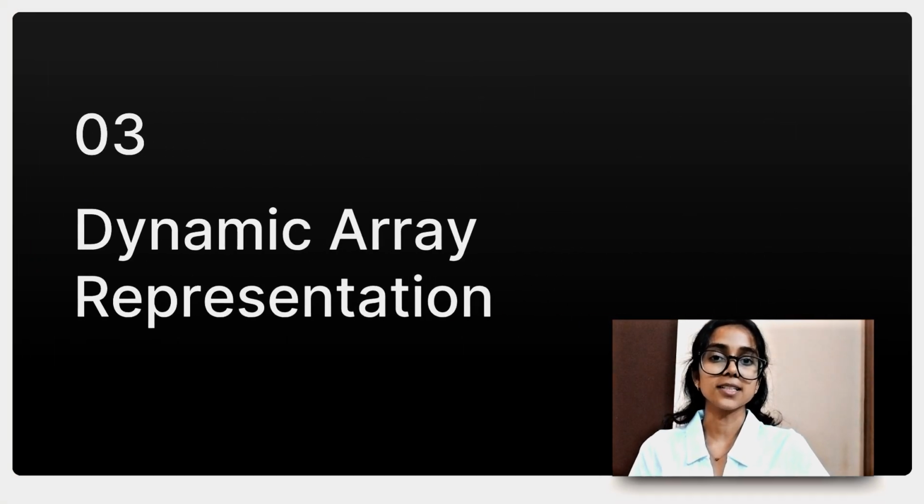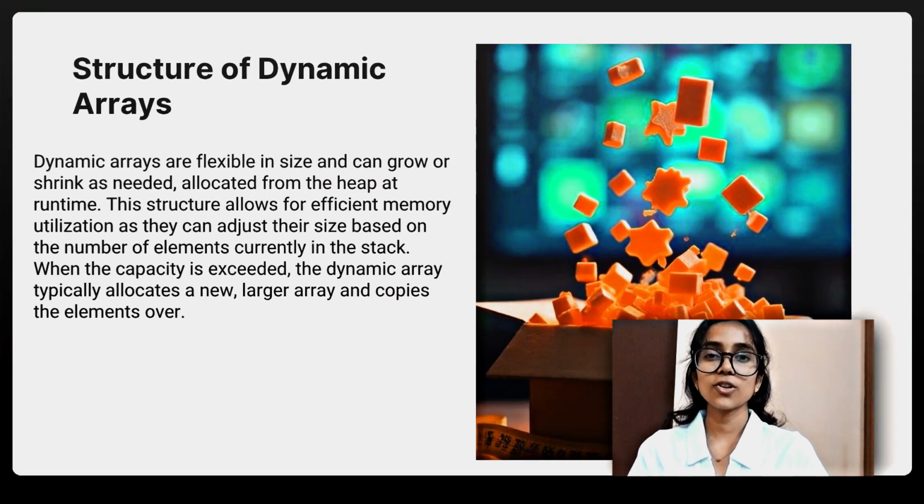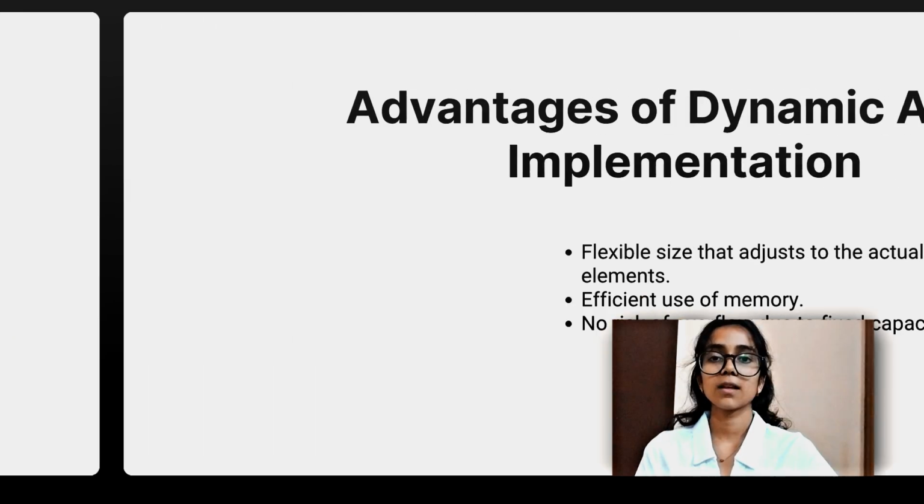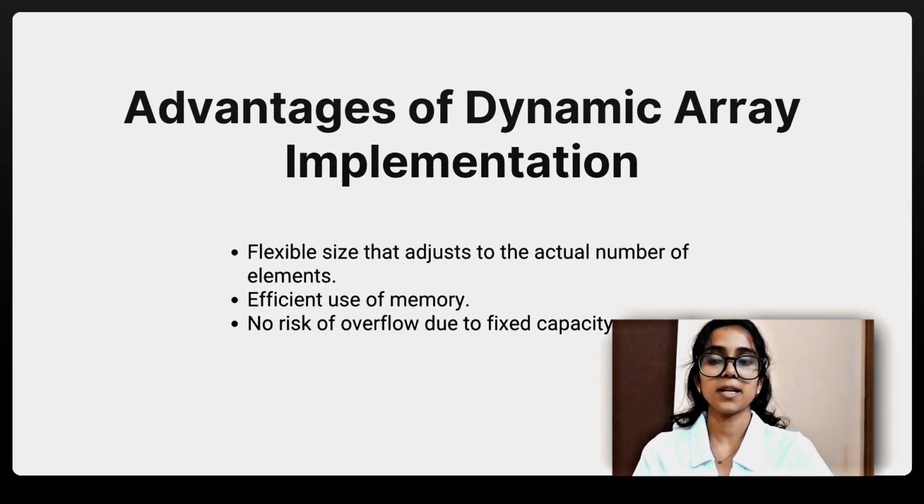Now let us understand dynamic array representation of a stack. Structure of a dynamic array. Dynamic arrays are flexible in size and grow or shrink as needed, allocated from the heap at runtime. This structure allows for efficient memory utilization as they can adjust their size based on the number of elements currently in the stack. When the capacity is exceeded, the dynamic array typically allocates a new, larger array and copies the elements over.